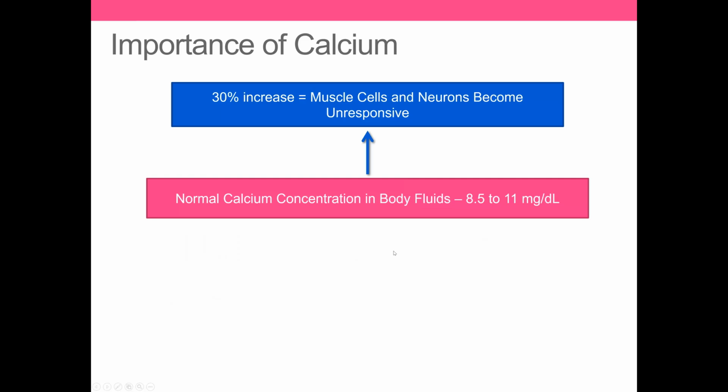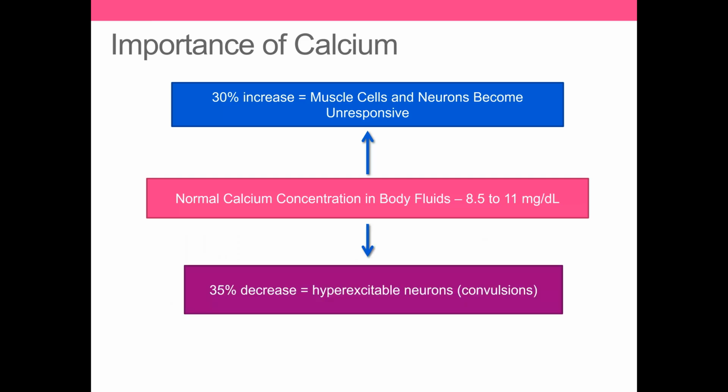If we increase the amount of calcium by just 30%, your muscle cells won't work and your neurons won't work. Both muscle cells and neurons become unresponsive. That means your heart won't beat and your brain won't send signals.